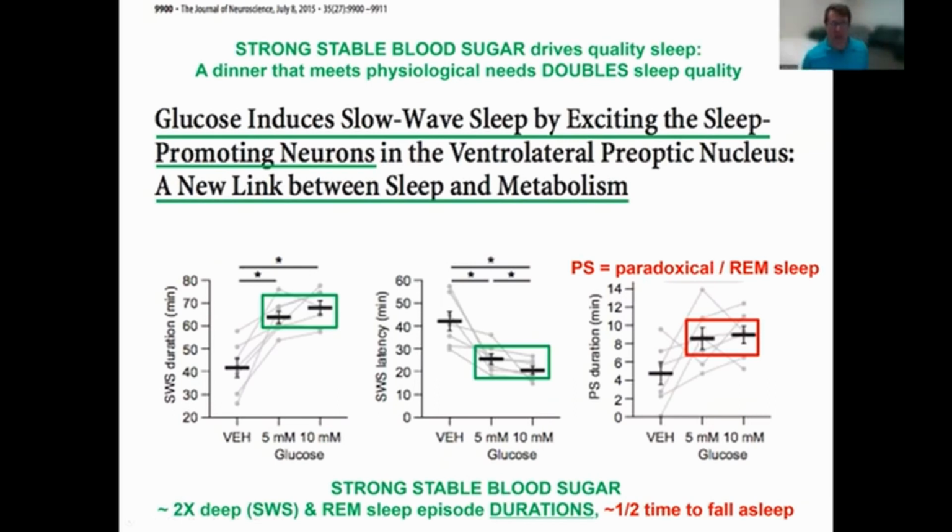A strong, stable blood sugar. In this study, they show that the deep, slow wave sleep duration is doubled with a strong, stable blood sugar, and that it takes half the time to get into that deep sleep, and you even increase your REM sleep when you have a strong, stable blood sugar. Well, what would give you a strong, stable blood sugar? Pizza with a salad that slows down its digestion, not just fun food that digests fast.